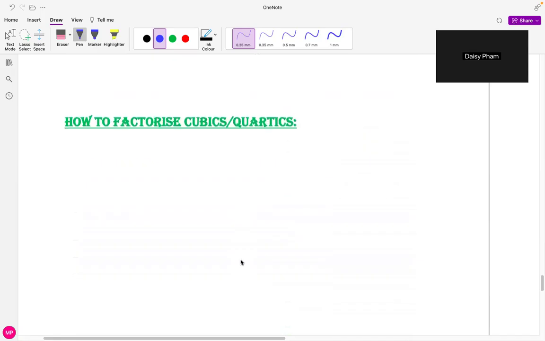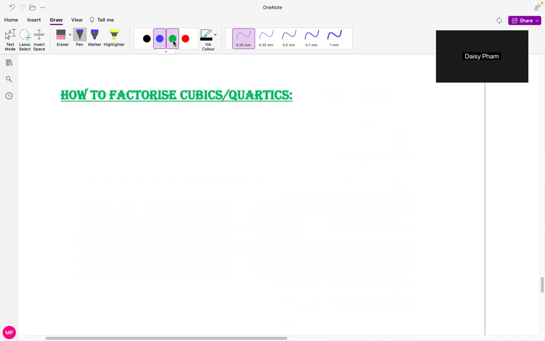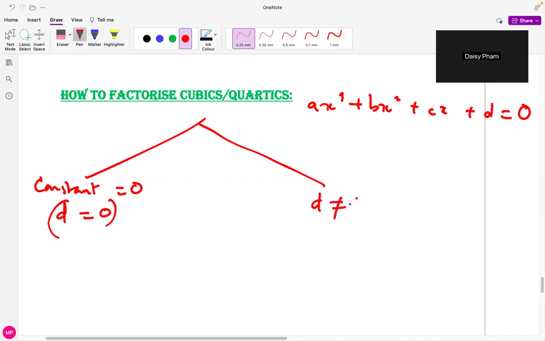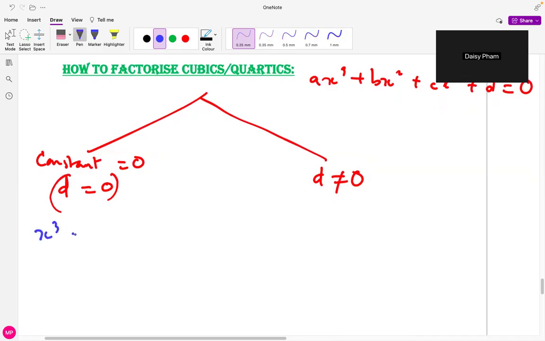All right, and so to summarize, how do we factorize cubics? I'm going to divide into 2 different steps. If you have a constant equal 0, so let's say ax cubed plus bx squared plus cx plus d equals 0, so we're talking about d equals 0. So if you have something like x cubed minus 4x squared minus 12x or something, you don't have a constant here.